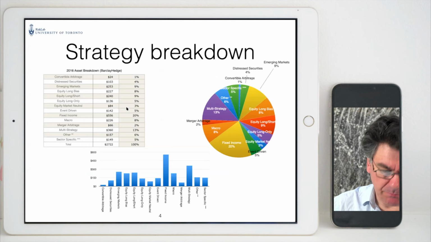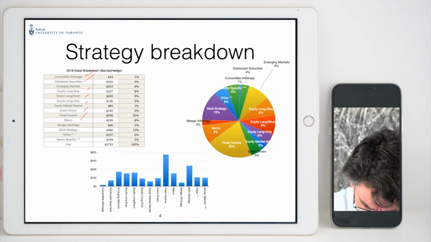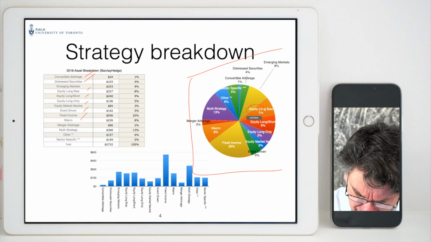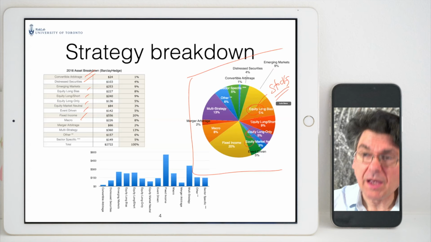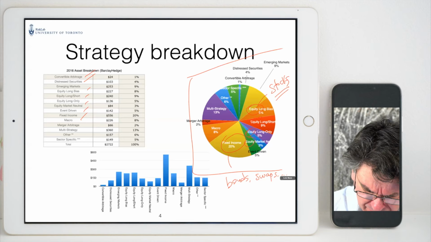All right. Now, there are different types of strategies. They are listed here. Convertible arbitrage, we will see that today, distressed securities, event-driven, fixed income. You can view them here. This is in terms of how popular they are, how much money is in each of those strategies. You can see that many of them are equity-based. Equity refers to stocks. Fixed income refers to bonds, swaps, etc. Okay? We will see all of these in detail.